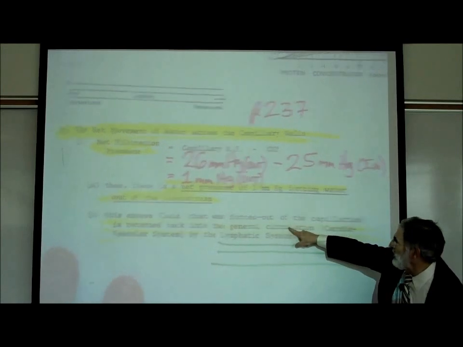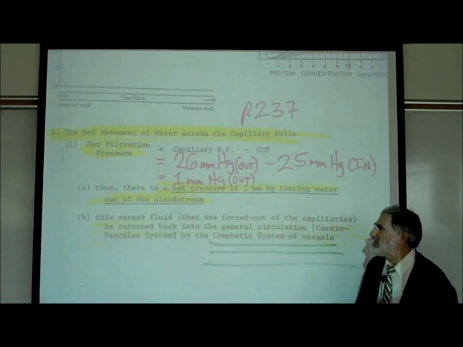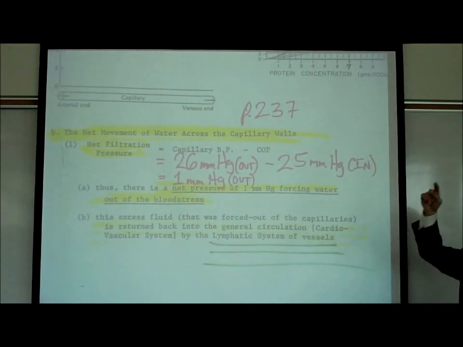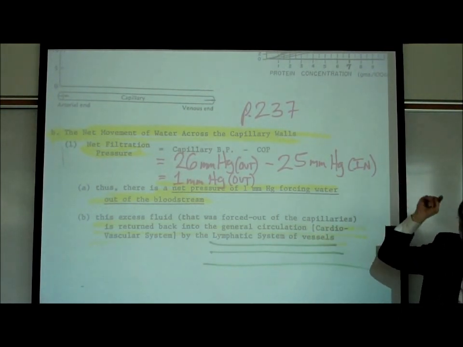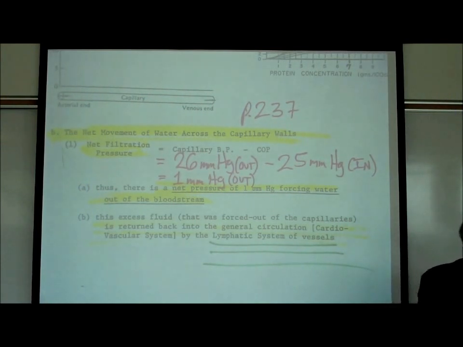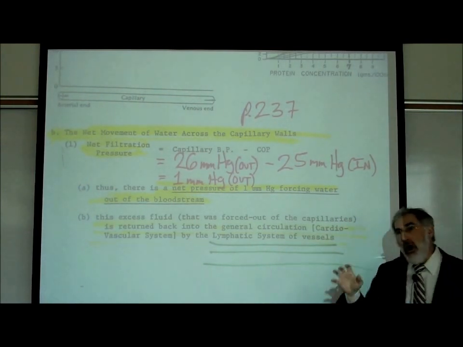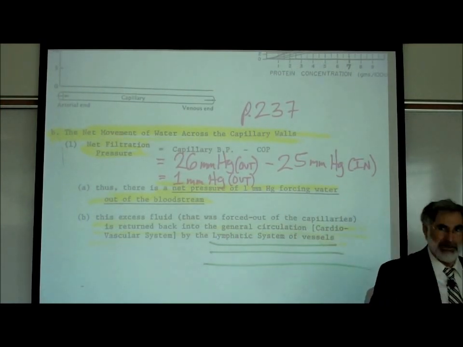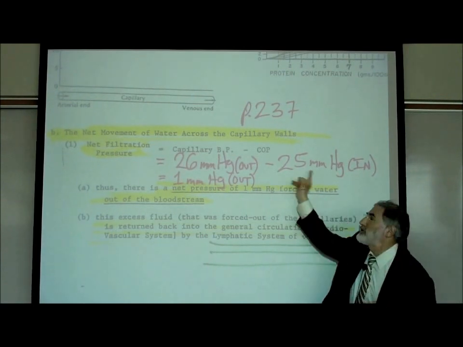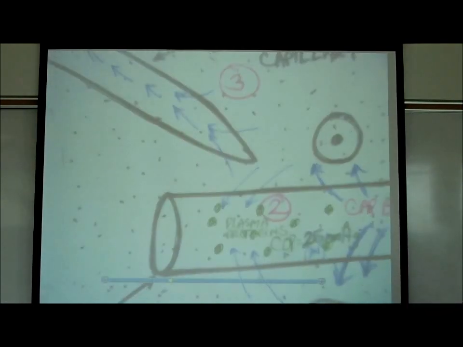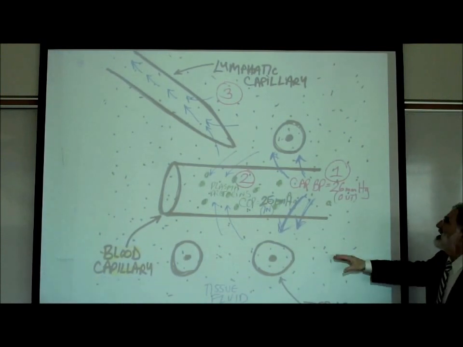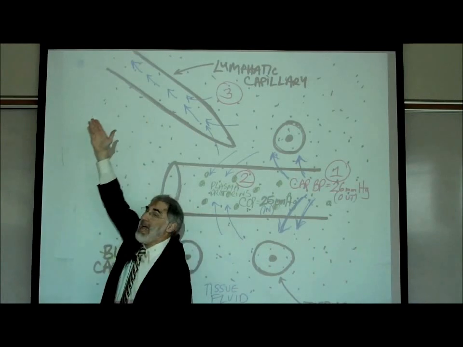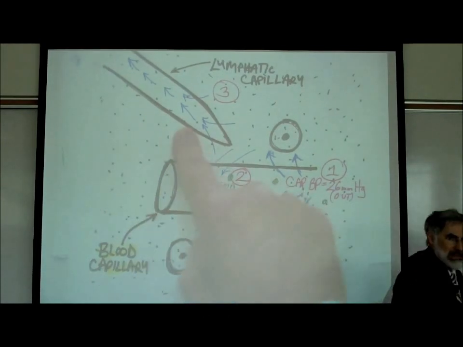This excess fluid that is being forced out of the capillaries is going to be returned back to your general circulation by the entire second system of vessels in the body called the lymphatic vessels. So the whole reason why you have that entire lymphatic system of vessels is because these numbers don't balance out. The role of the lymphatic vessel is to take the excess water that's constantly squirting out and carry it back to the bloodstream. That's why you've got the lymphatic vessels.